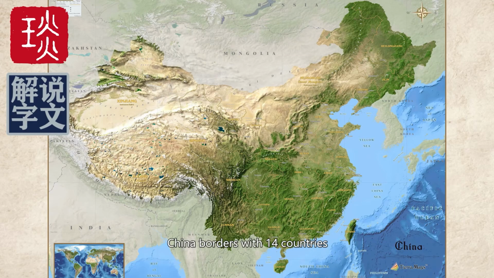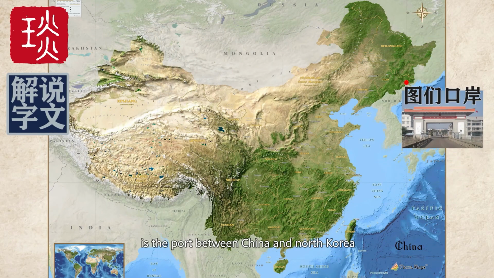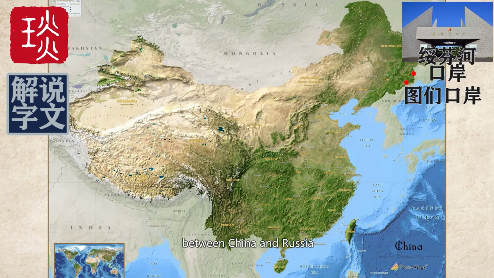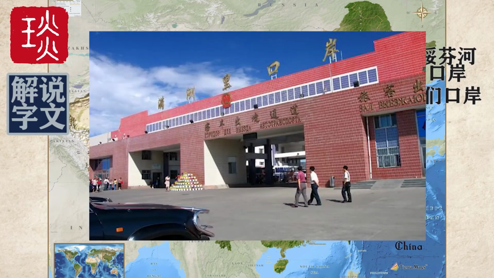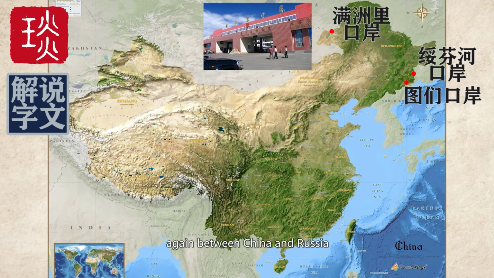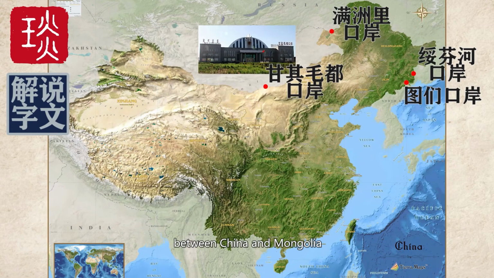China borders with 14 countries. There are various 口岸 on the borders. 图门口岸 is the port between China and North Korea. 绥芬河口岸 between China and Russia. 满洲里口岸 again between China and Russia. 甘旗毛都口岸 between China and Mongolia.